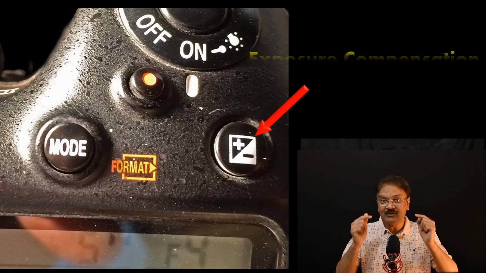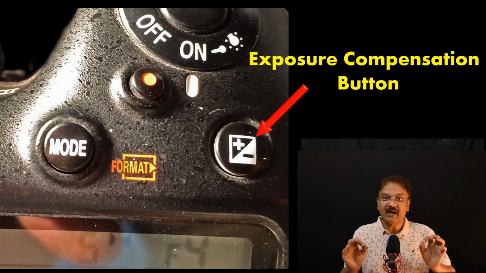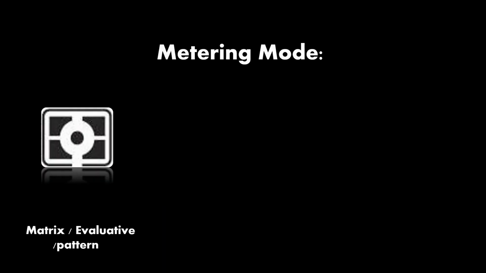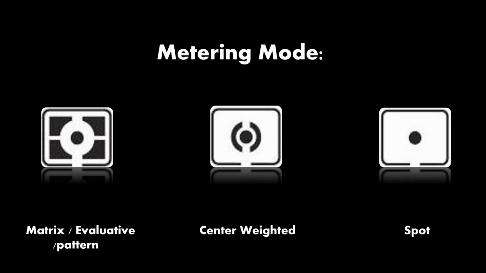If it is so, then why to use semi-automatic mode and not stick to the auto mode if exposure is the only concern? Here comes the role of exposure compensation. It is that plus minus button on top of your camera just behind the shutter release button. Some camera model may have a dial for exposure compensation. Camera reads light basically by three methods: matrix or the so-called pattern or evaluative metering, center weighted metering and spot metering.